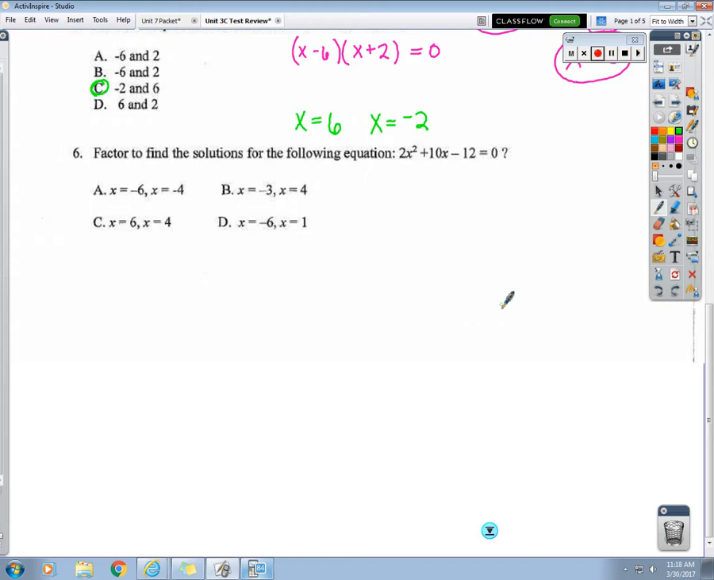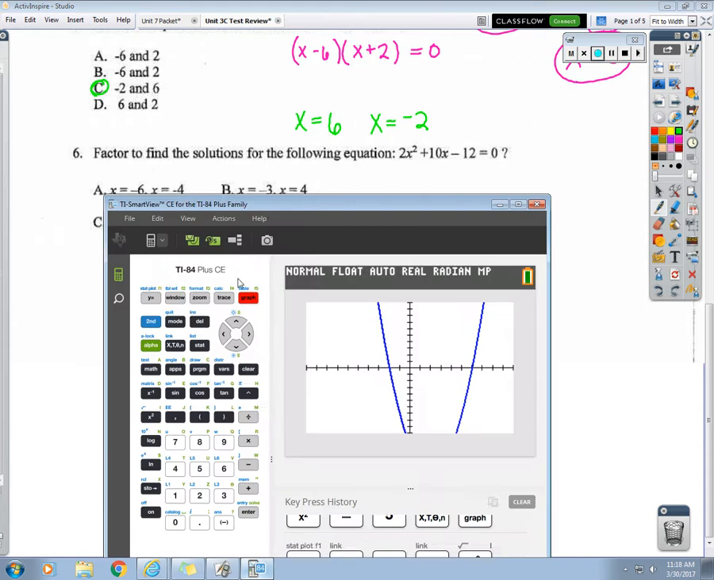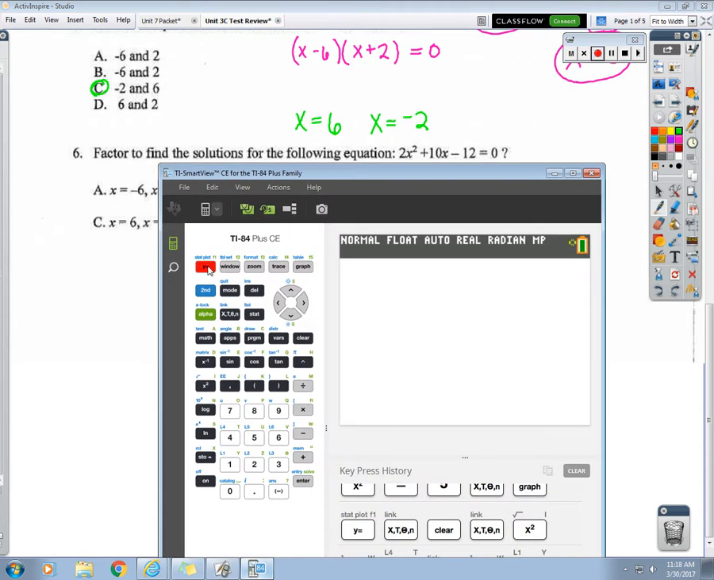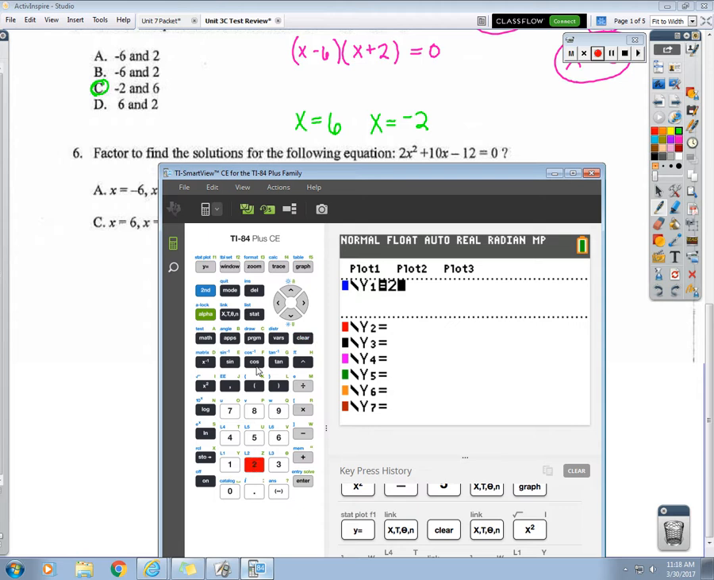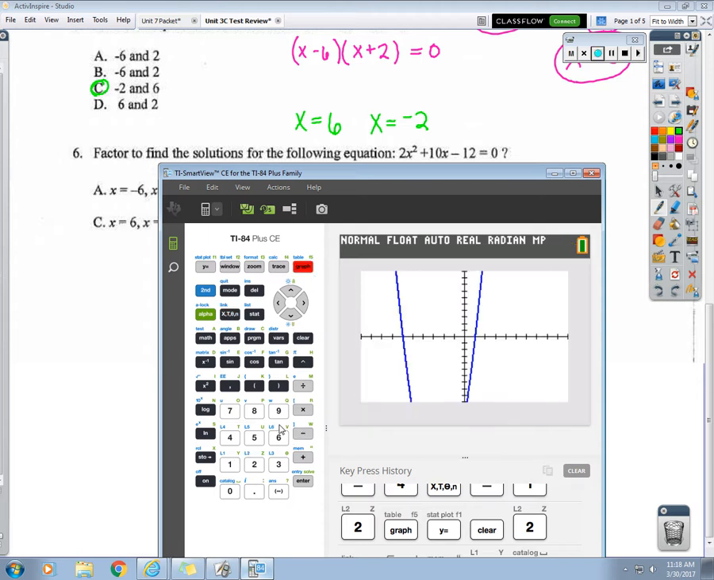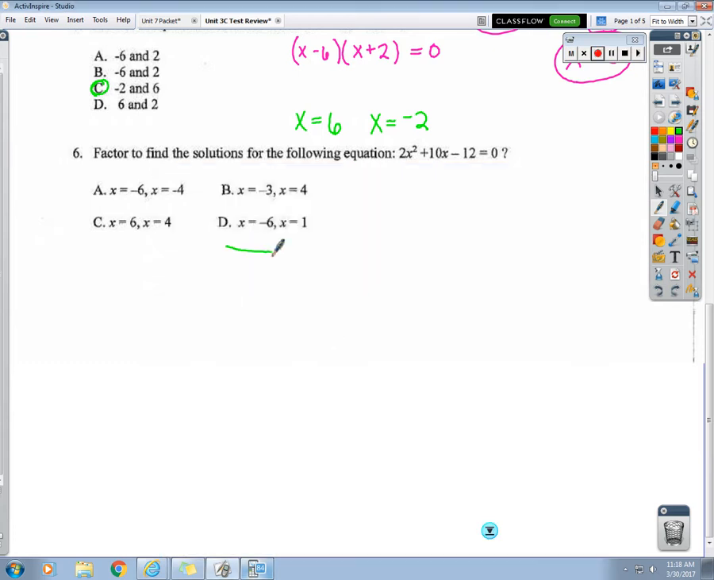Factor to find the solutions for the following equation. Well, we could factor it by dividing every one of them by 2 and then leaving the remaining trinomial and looking for numbers that multiply to that, or we could just graph it because we have multiple choices. Most of them, yes. 2x squared plus 10x minus 12. Where does it cross the x-axis? Negative 6 and positive 1, so that would be choice D. Negative 6, positive 1.